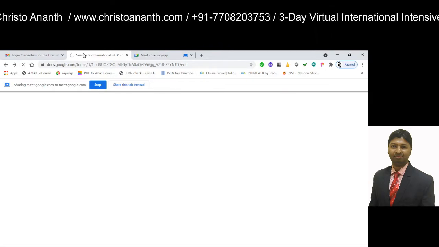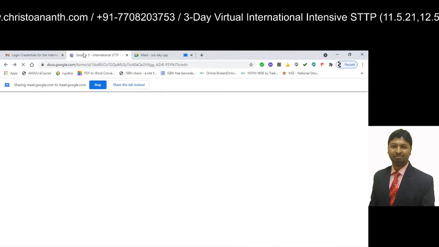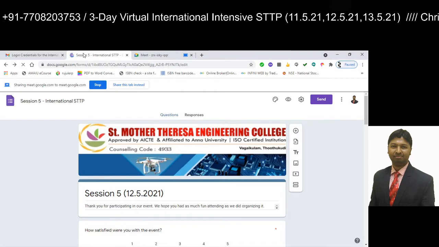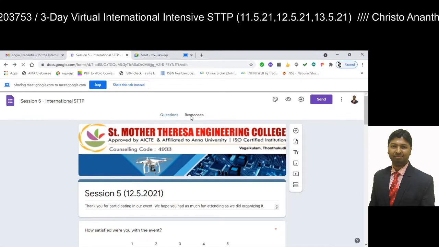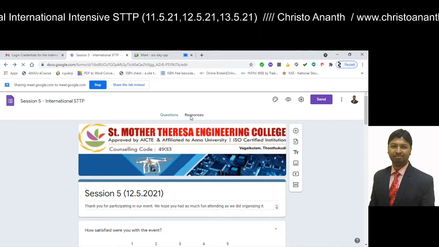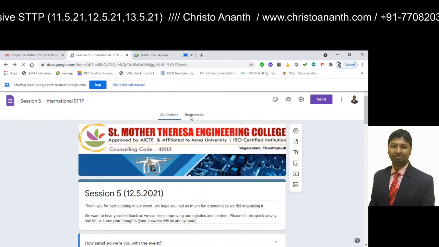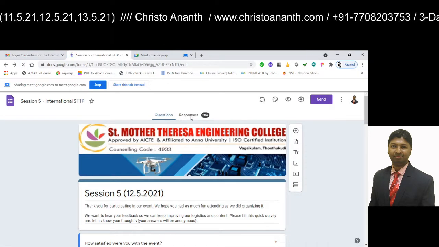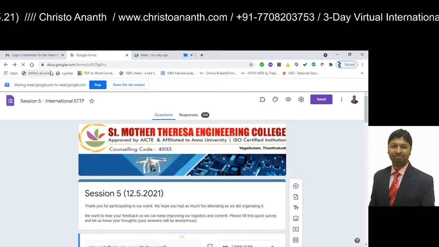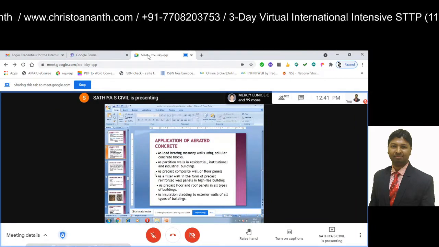Then application of aerated concrete. We can use aerated concrete as load-bearing masonry walls using cellular concrete blocks. What is meant by load-bearing masonry walls? The load is transferred from the slab to the wall, and from the wall to the soil. This is the load-bearing masonry wall. The load transfer occurs by this means. Then as partition walls in residential, institutional and industrial buildings.